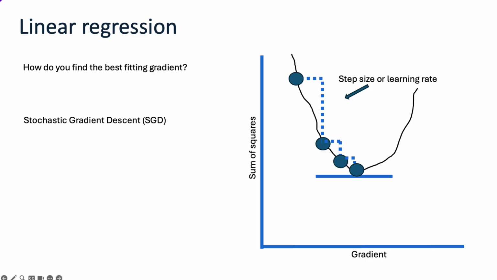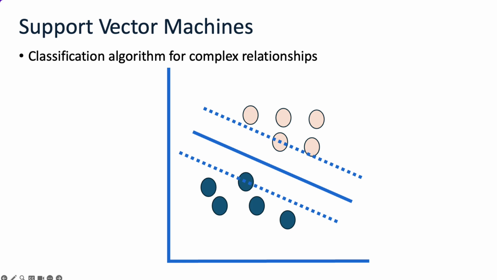Let's move on and talk about support vector machines, which is a classification algorithm that is used to classify data that has more complex relationships. The algorithms we covered so far have been straightforward, and for example, logistic regression is not that useful on its own, but the principles are used in other algorithms. So let's talk about other algorithms for more complex relationships. This is a typical support vector machine graph.